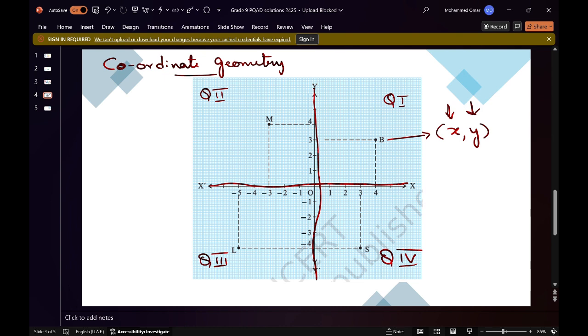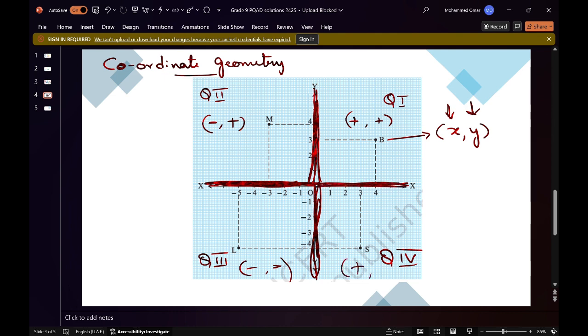Now let us see, in quadrant 1, the x coordinate will be positive and the y coordinate also will be positive, because these two values are positive and positive. And in quadrant 2, what is x? It is negative. And what about y? This is positive. Now in quadrant 3, what is x? Negative. What is y? This is also negative. And in quadrant 4, what is x? It is positive. And what is y? This is negative. This is how you determine the signs.